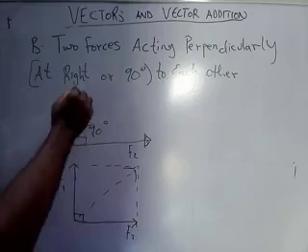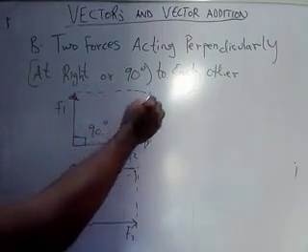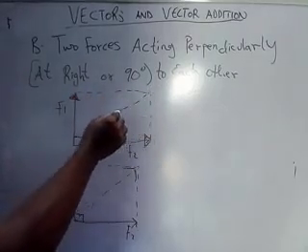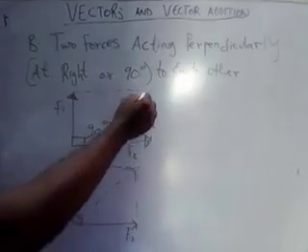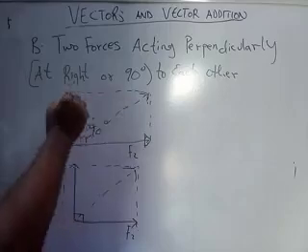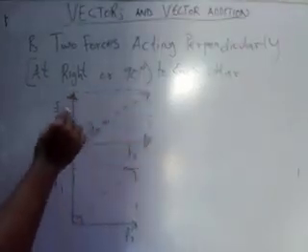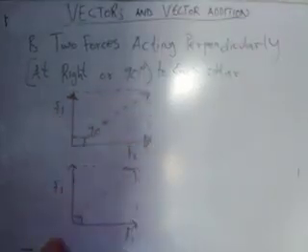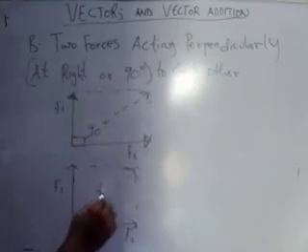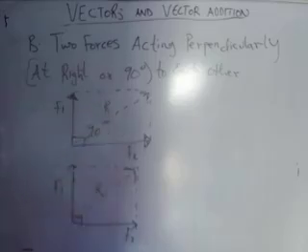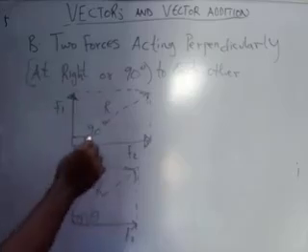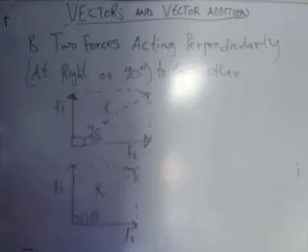If F1 and F2 are not equal, what you have here is the shape of a rectangle, while this will form the shape of a square. Here is the resultant. You get it? So here now will be theta, our theta to the horizontal.